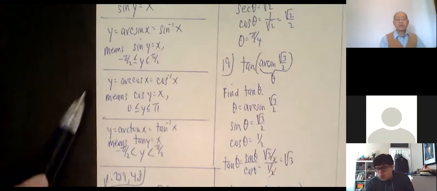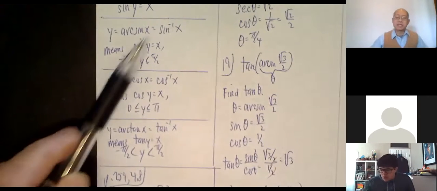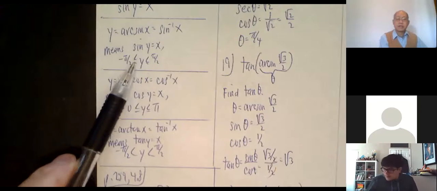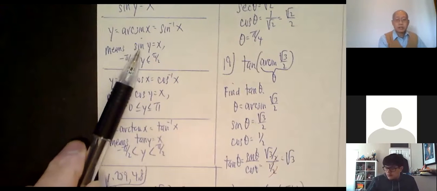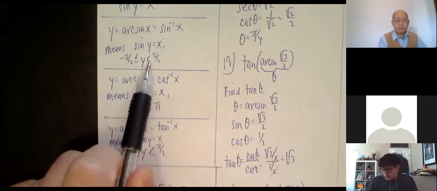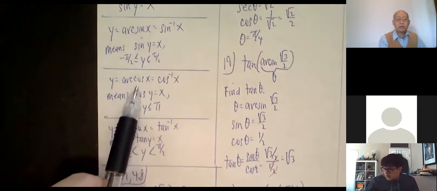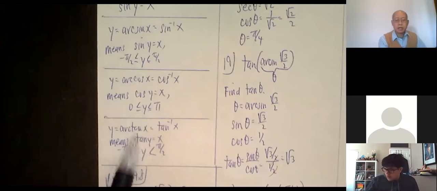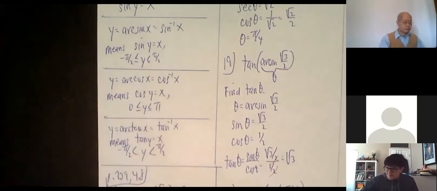So I would say for sure, unless you want to memorize it, which I'm guessing you don't, put this down. For arc sine of x, the angle has to be between negative pi over 2 and pi over 2. Arc cosine, the angle is between 0 and pi. Arc tangent, again, between negative pi over 2 and pi over 2. This one does not include the endpoints. This one does.